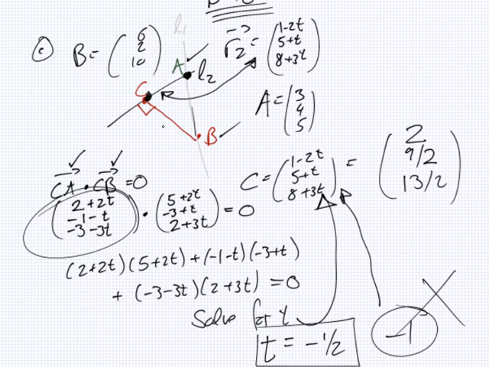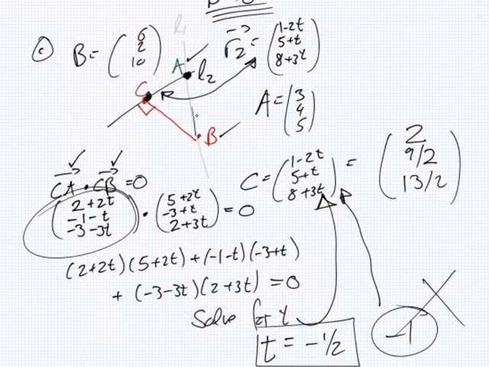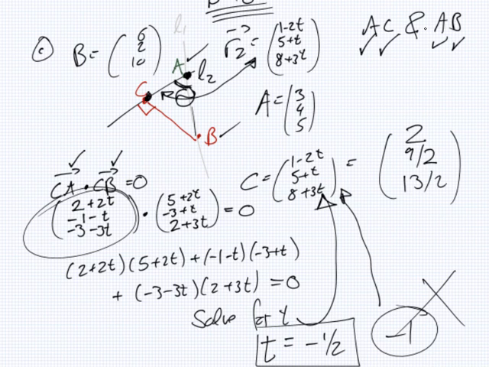The last one is to find, using scalar product, the angle BAC. So they want this angle here. So what two vectors do I use to get this angle here? Let's call it theta. AC and AB. Can we find AC? Yes. Can we find AB? Yes. Can we get the angle? Yes.